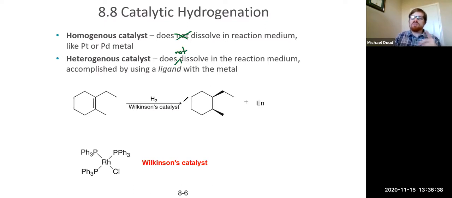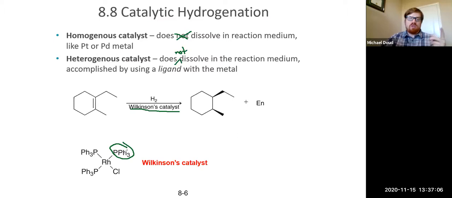And you do that using what's called a ligand. So a ligand is just basically something that binds to a metal and it can make it soluble. So this is Wilkinson's catalyst, which does the same thing as what we were looking at before. This Wilkinson's catalyst has these phosphine ligands. So this is triphenylphosphine. Phenyl, of course, is a benzene ring. So this is basically a phosphorus atom that's bonded to three different benzene rings. Those benzene rings are extremely organic soluble.